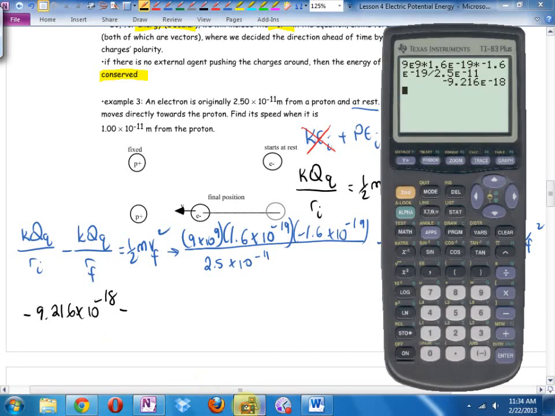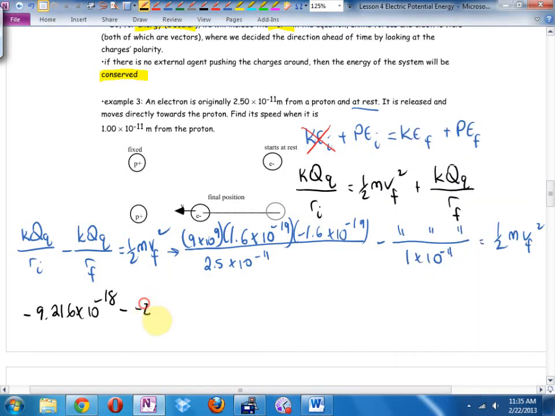Minus the final amount of potential energy I have. I just got to change that to a 1.0, right? I think, yeah? Negative 2.304 times 10 to the negative 17. That equals a half mv final squared.